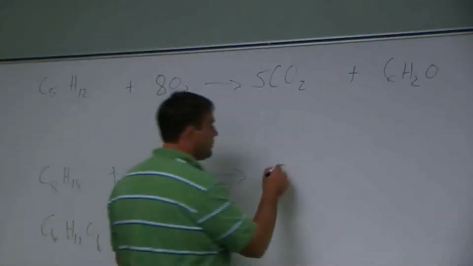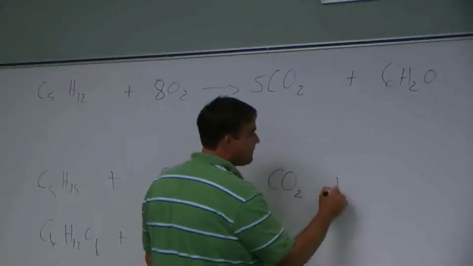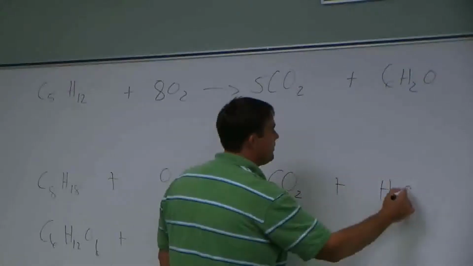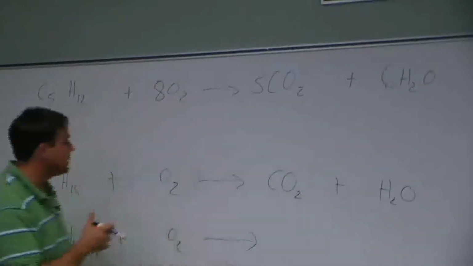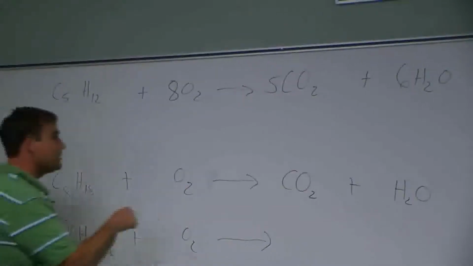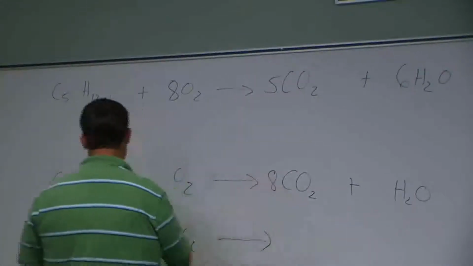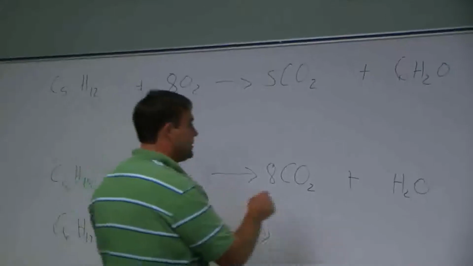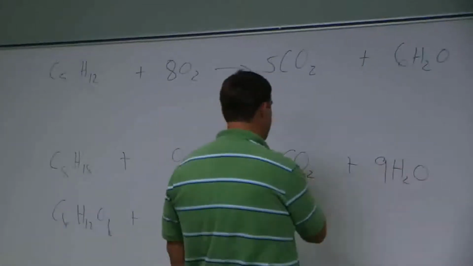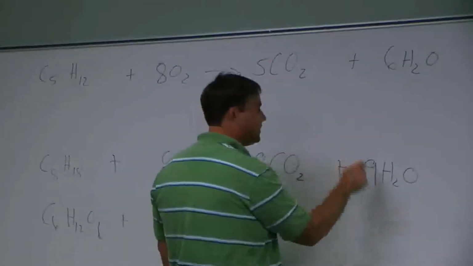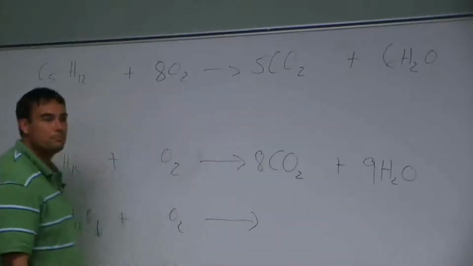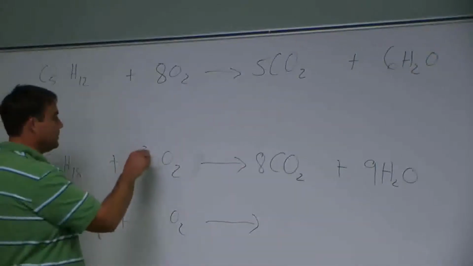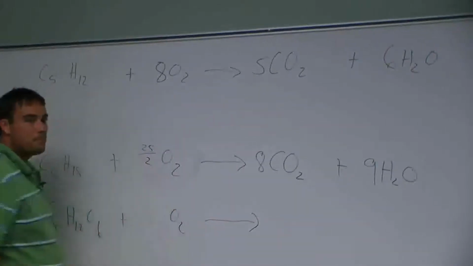Okay, let's take a look at this odd one here. Obviously, when you burn this thing, what are you going to get? CO2 and water, right? Main reaction channel, the main thing that's going to happen. 8 carbons here. We're going to have 8 on this side. 18 hydrogens there. 9 times 2 is 18. What is 8 times 2 is 16 plus 9 is what? 25. So you're going to do a 25 halves here.